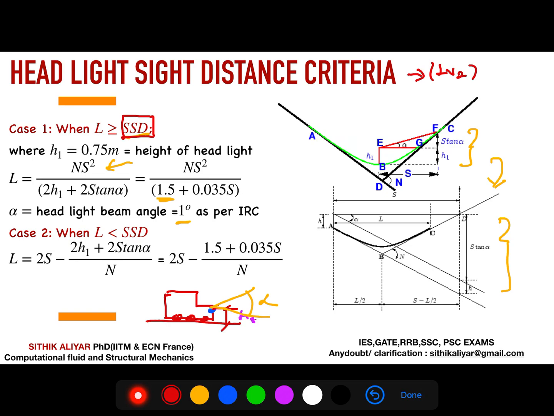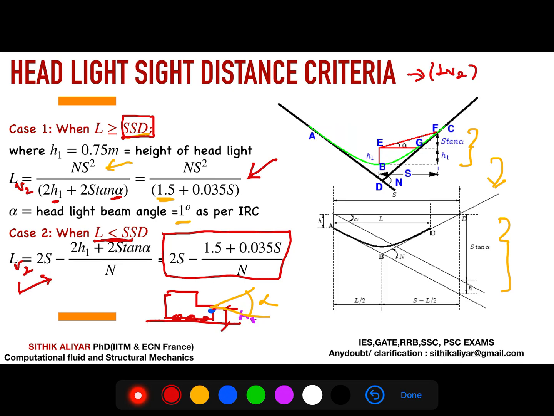So we will have only one case: length greater than side distance, length lesser than side distance. You substitute that h1 and tan alpha values here, you will get this equation: N square divided by 1.5 plus 0.035 into s. Similarly, you will get L is equal to 2s minus 2h1 plus 2s tan alpha divided by N. So when you substitute that value, you will also get this second equation. Both of these are LV2. Based on the side distance value, you can assume either case 1 or case 2.